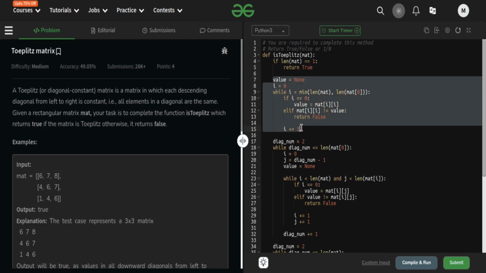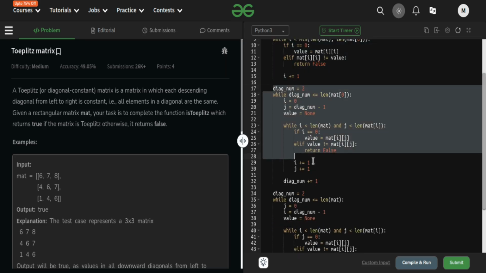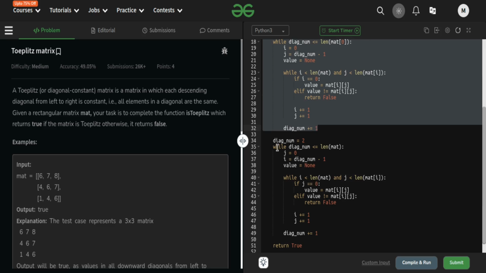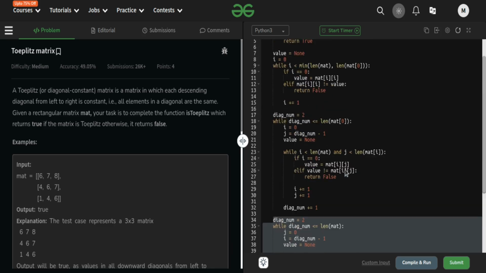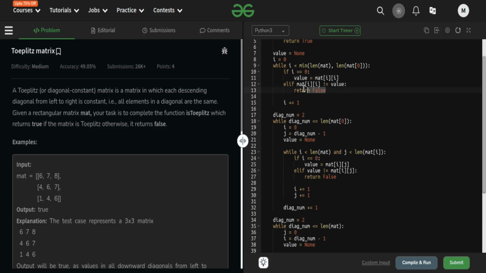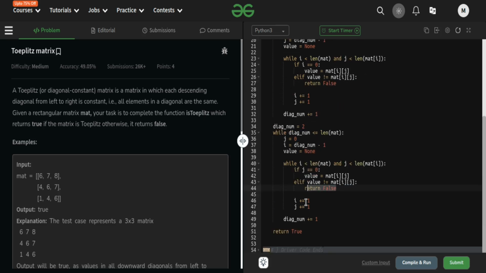So this is the code for middle diagonal. If this holds, then we will move to the upper diagonal, which is this code, and then finally towards the lower diagonal. If at any time the Toeplitz condition is not met, in that case we are returning false, which is this, this, and this. And let us say if all the conditions hold, then towards the end we are returning true. So that's the code, folks.